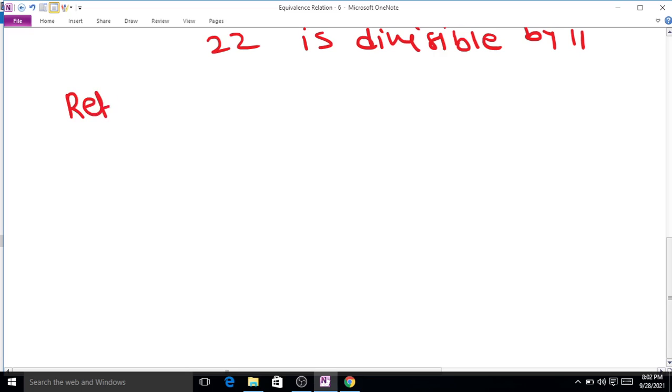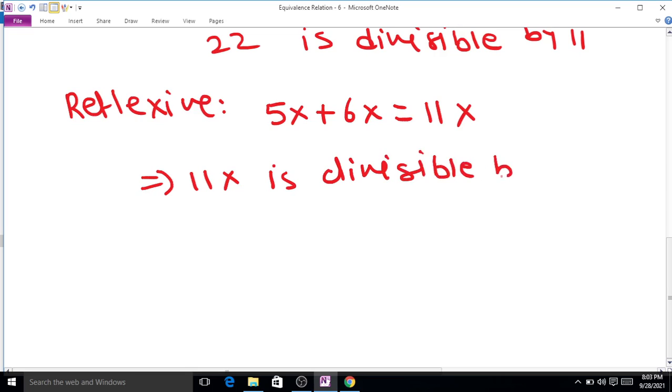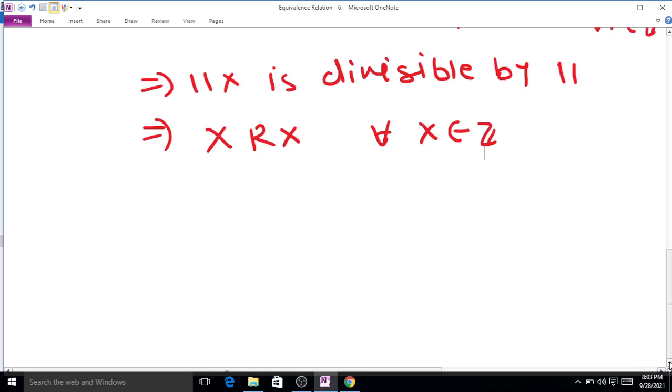So first, reflexive. Since 5x plus 6x is equal to 11x, and 11x is a multiple of 11 for every x belonging to the set of integers, therefore x is related to x for every x belonging to Z, and therefore the given relation R is a reflexive relation.